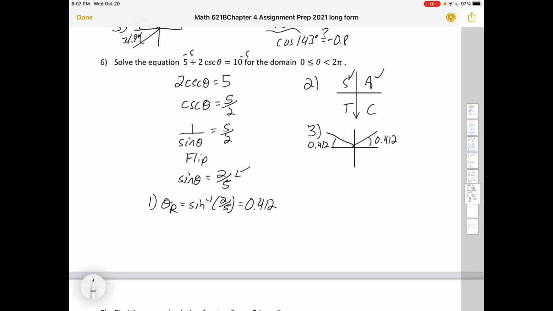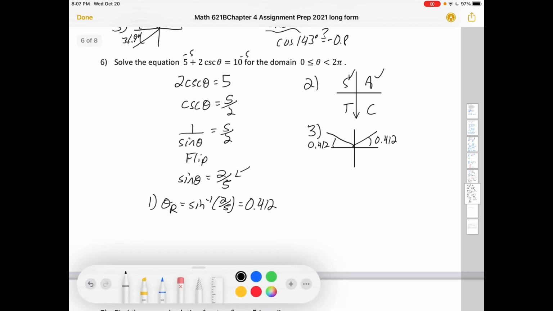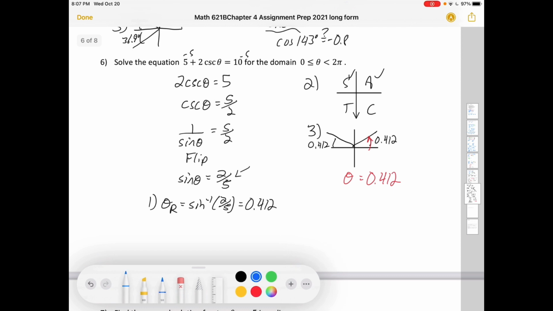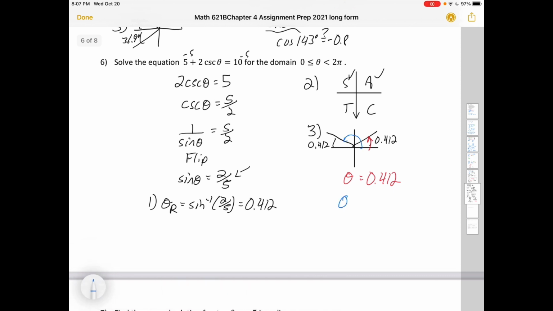Okay. And now let's just name those angles. So this first one here is pretty straightforward. It's 0.412. This other one over here is pi minus 0.412, which would be about 2.73. Those are our two answers because we're just dealing with the basic domain, the first positive revolution, or 0 to 360 degrees.